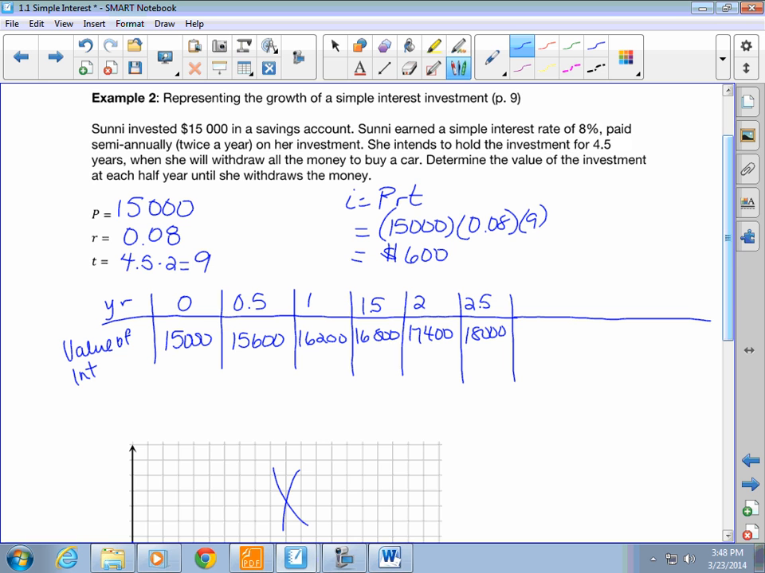Oops, I didn't make my table quite long enough. So another half year, we have $18,600. So this will be $19,200. At 4, it's going to be $19,800. So her final amount will be another $600. So $20,400. Sorry, I can't get my math right. $20,400 is her final amount that it's worth. Because that's the interest paid. The simple interest is telling you the interest paid at each interest period.